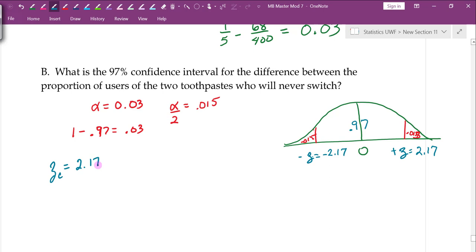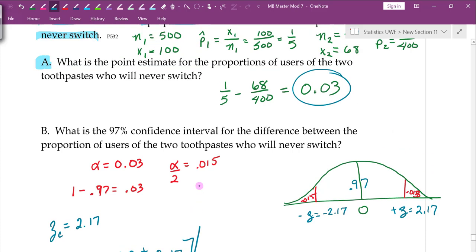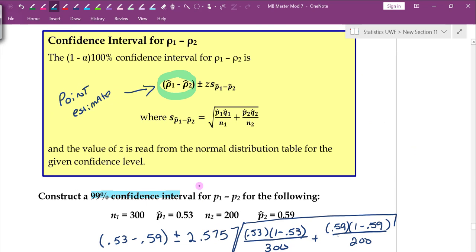To calculate our confidence interval, it's going to be our point estimate. Our point estimate is right here at 0.03. So we're going to go 0.03 plus or minus our critical value, 2.17, multiplied by the square root. Remember, all the way up here, it was p times q divided by our sample size plus p times q divided by our sample size for each population.